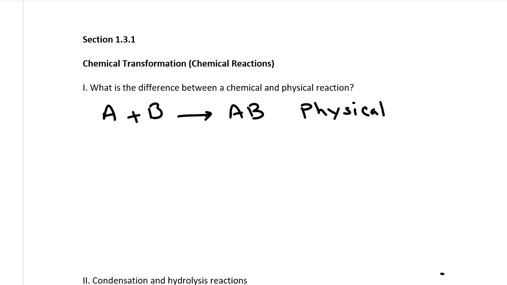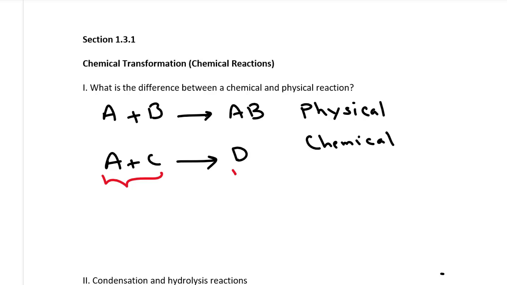Now, in the case of a chemical reaction or chemical transformation, for example, A plus C gives a whole new molecule, for example, D. So in this case, what we see on the reactant side is different than what we see on the product side. A and C are two molecules, and D is its own molecule. Of course, the atoms have changed the way they're covalently bound to each other, but you have a whole new molecule on the product side than what you had on the reactant side. And that is the difference between a physical and a chemical reaction.